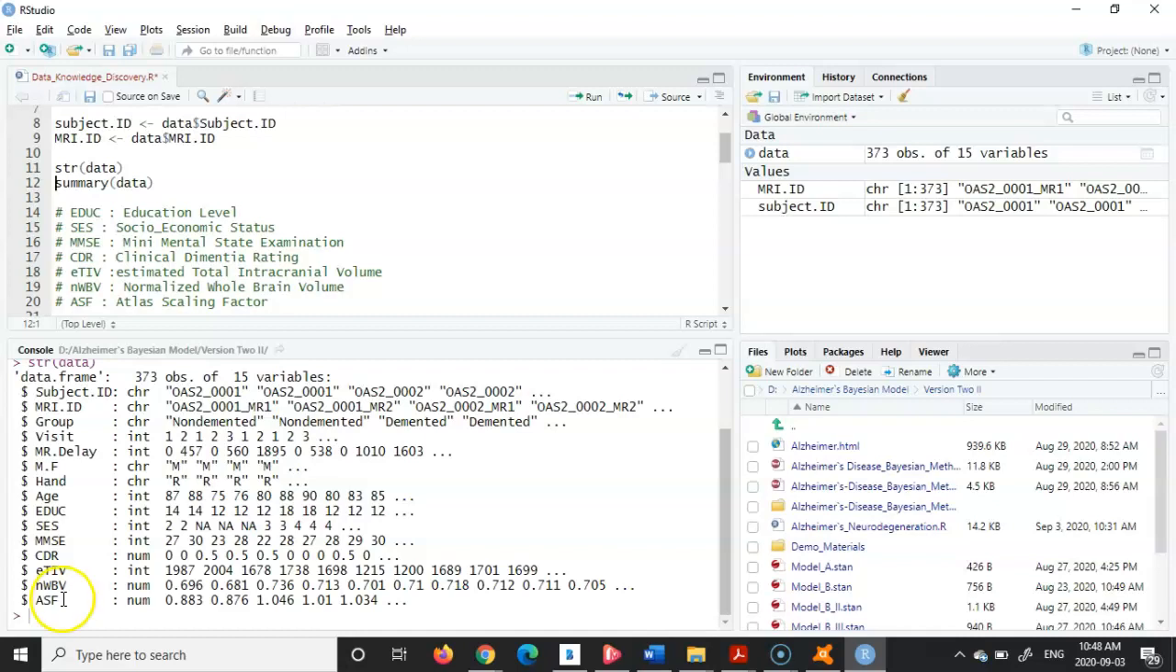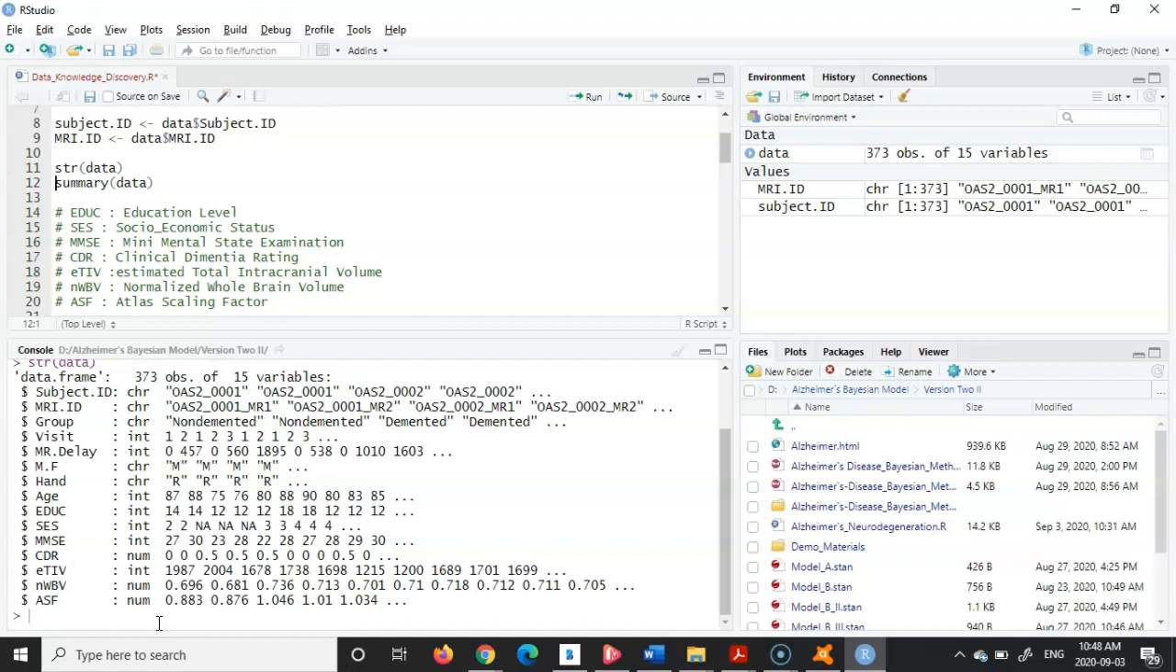And also we have ASF, which is an Atlas Scaling Factor. And these are the features of our data sets. We're not going to talk about exactly what they are. I'm going to put in the resource section of this tutorial an article which explains in detail the clinical significance of each feature in our data sets. But we are going to move ahead with the features that we're going to work with and explain more about that.